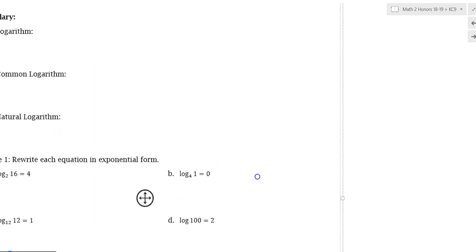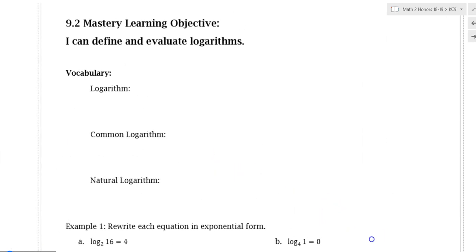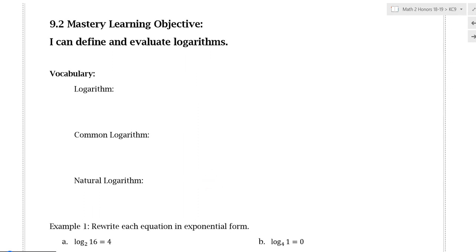All right, we are now looking at 9.2, Mastery Learning Objective, and this is kind of the new part of exponential equations. We're now going to look at what we call logarithms.